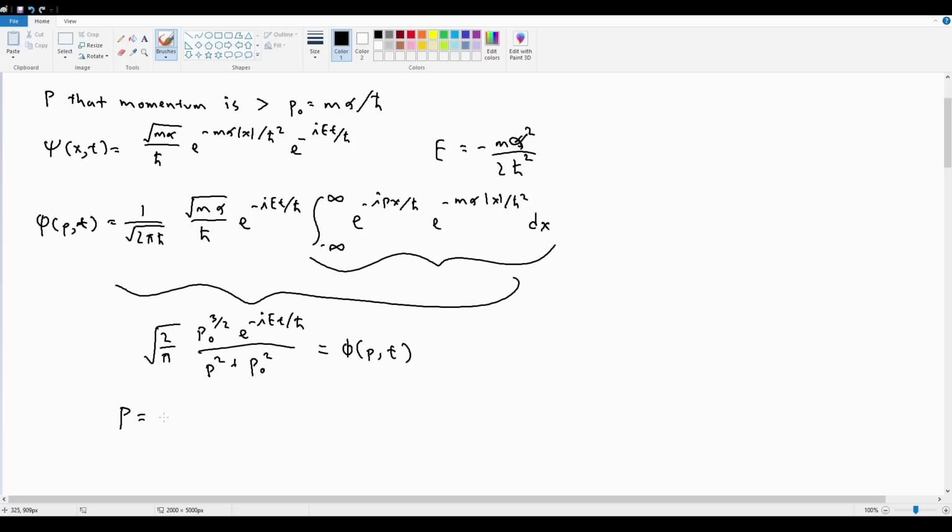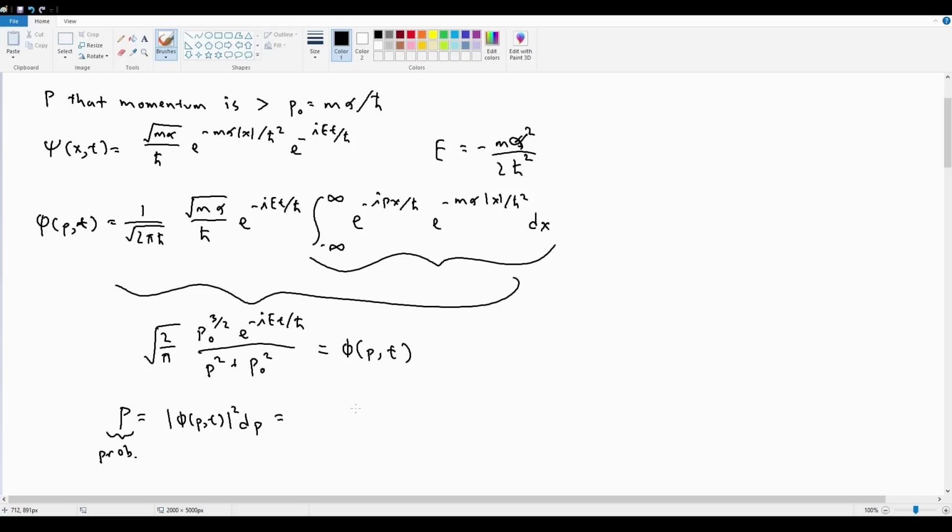probability is equal to the magnitude of phi squared times our range dp. And we're going to integrate this. This is a little bit confusing because probability also begins with p. This is probability.